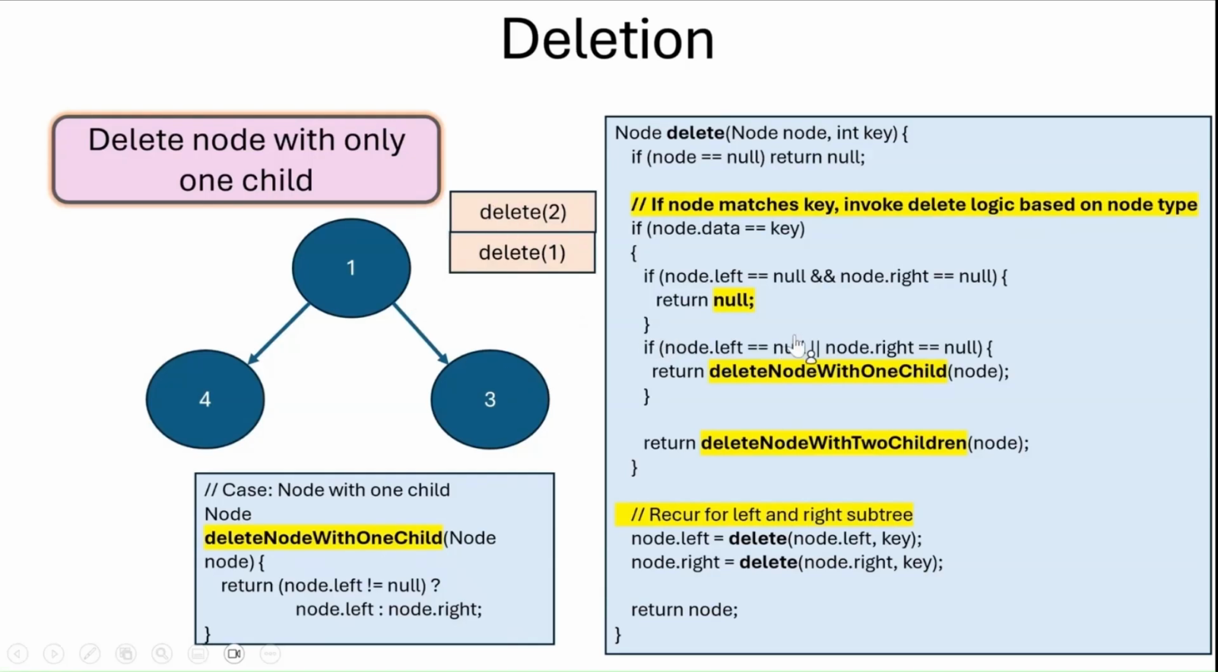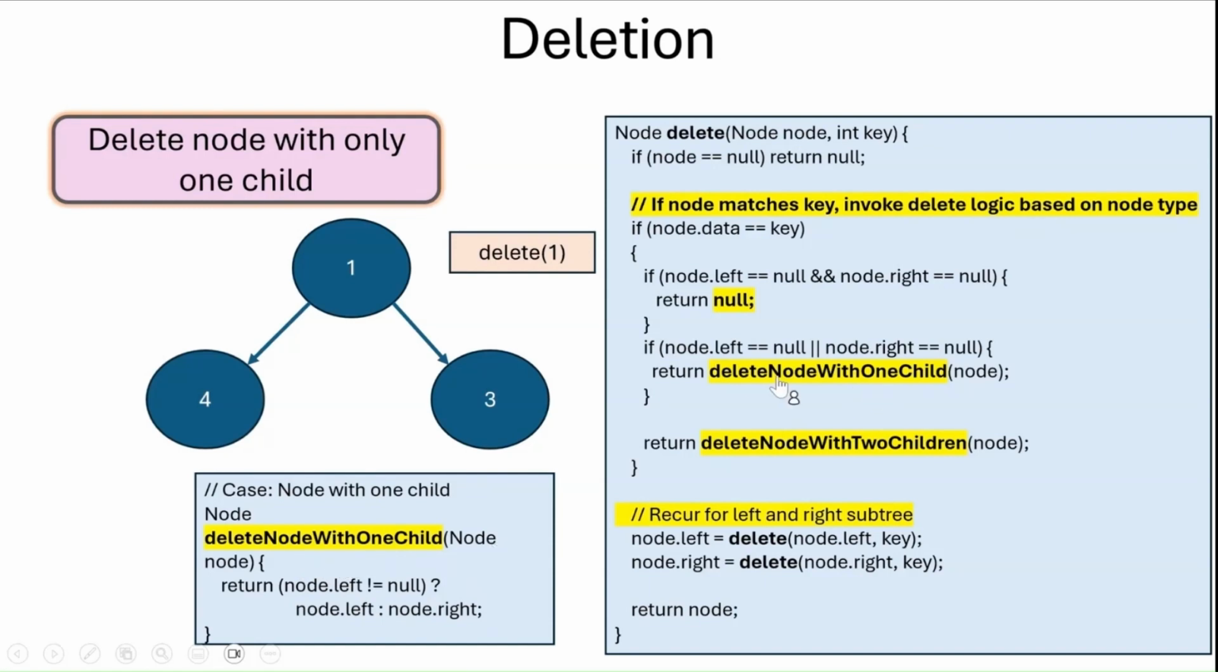So when it returns from here, that function call will get removed, and we'll come back to the previous function call, which is the delete function call with node 1. It will come here because it had gone to the left subtree. Now, because we returned the left child of 2 as a reference here, for node 1, we are storing in the left child the reference of node 4, which was basically the left child of the node which was deleted, node 2.